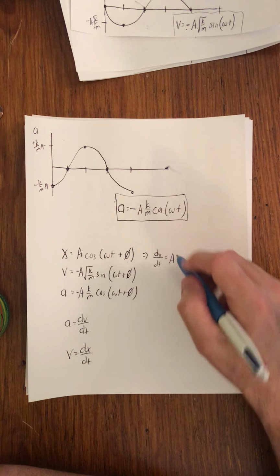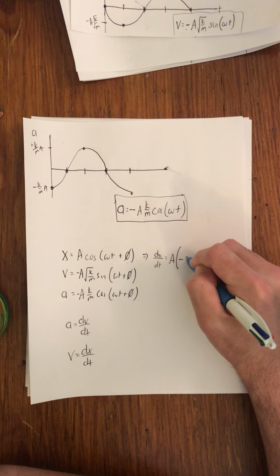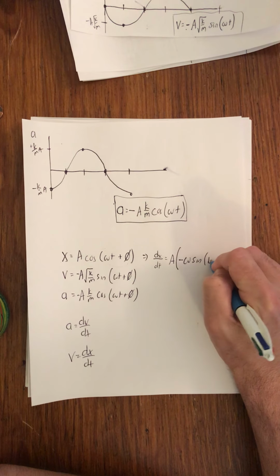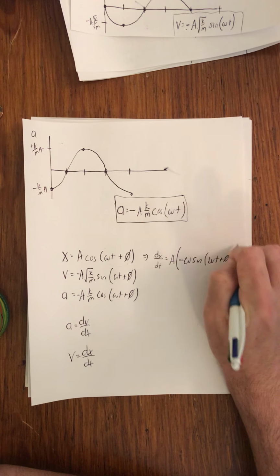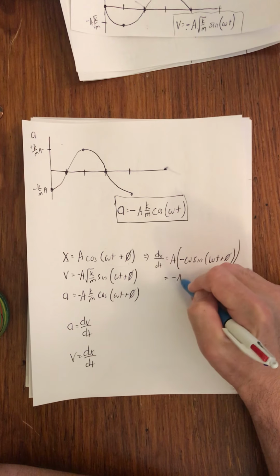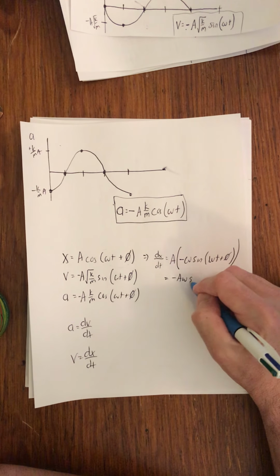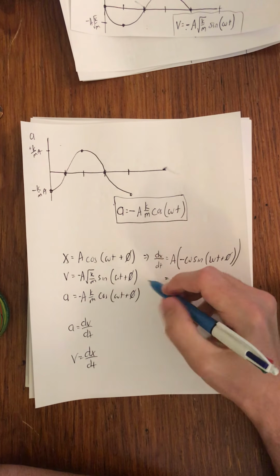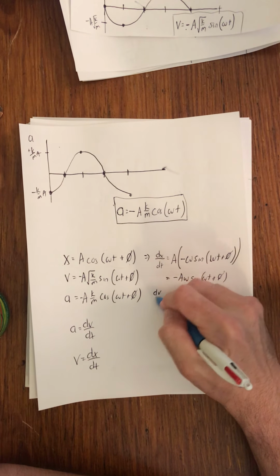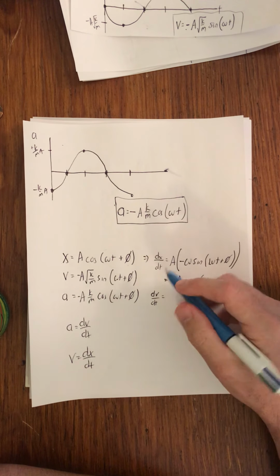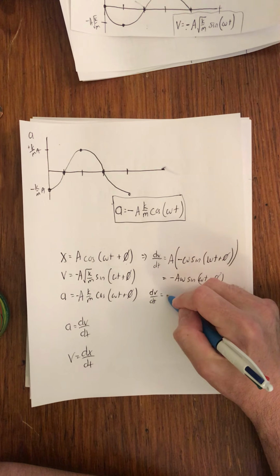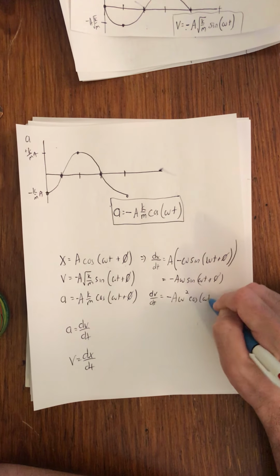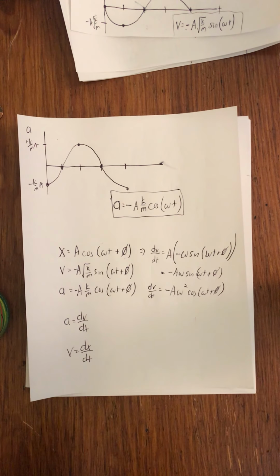So I would end up with a negative omega sine, and then the periodicity would stay the same, omega t plus phi. The phi is a constant, so nothing would change there. Or negative a omega sine of omega t plus phi. And then if I take the derivative of that again, so dv/dt, that would give me negative a omega squared cosine of omega t plus phi. Hopefully you see what's happening there.